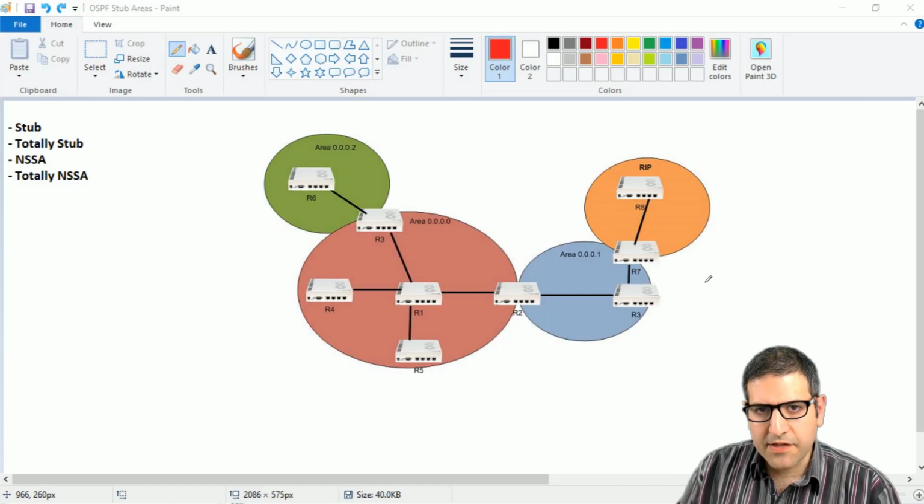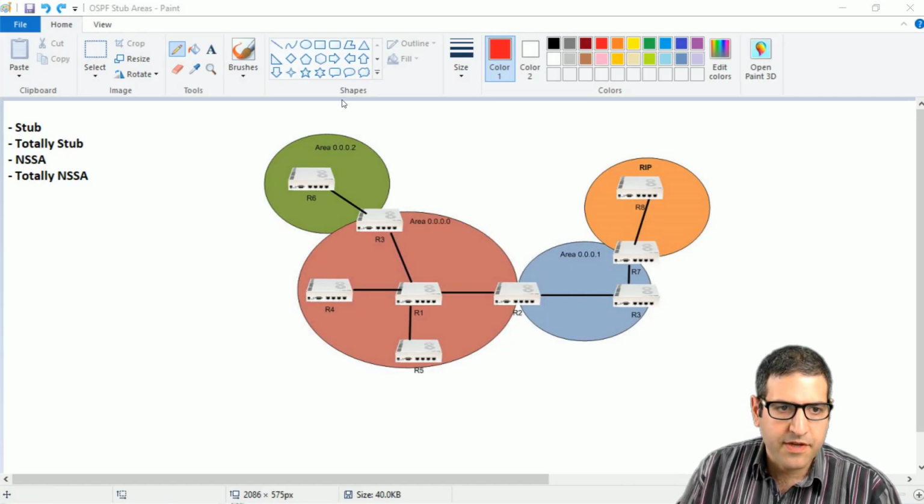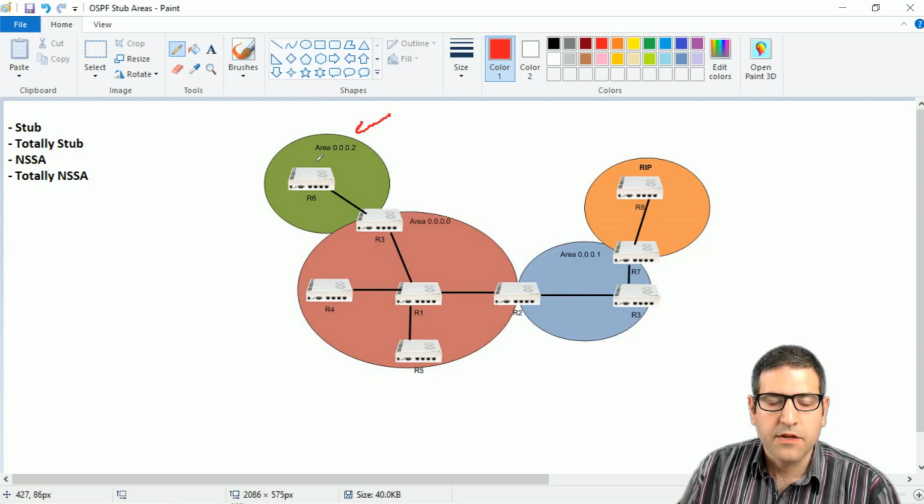Some areas in OSPF, we really need to make simple. Like, for example, area 2. The routers inside area 2 that need to communicate with other routers in OSPF, for example in area 0 or area 1, the only possible way for them to go is through the ABR, correct? So the ABR is like their gateway.